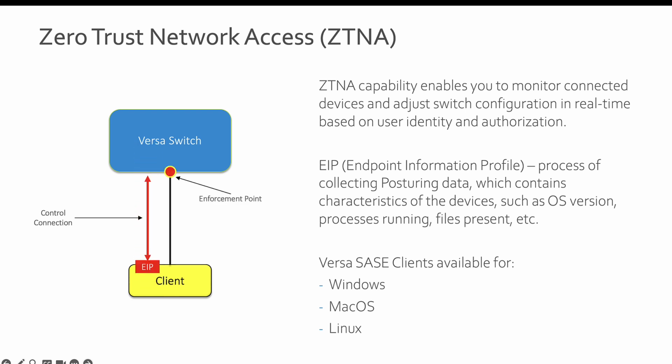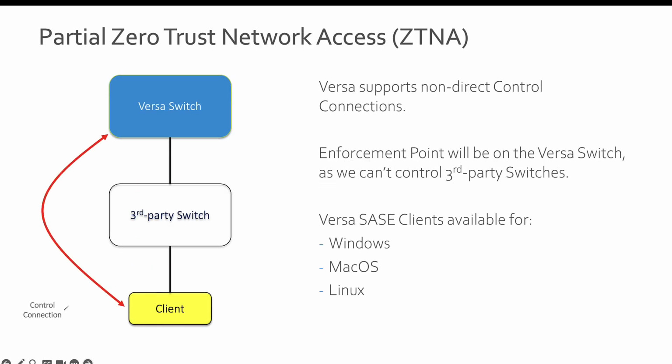Now, the interesting thing is that enforcement point is going to be right on the switch if it's a direct connection. What will happen if we have a third-party switch in between the client and the Versa switch? In this case, we can still establish control plane connection. We can still pass the EIP information or posturing information to the Versa switch.